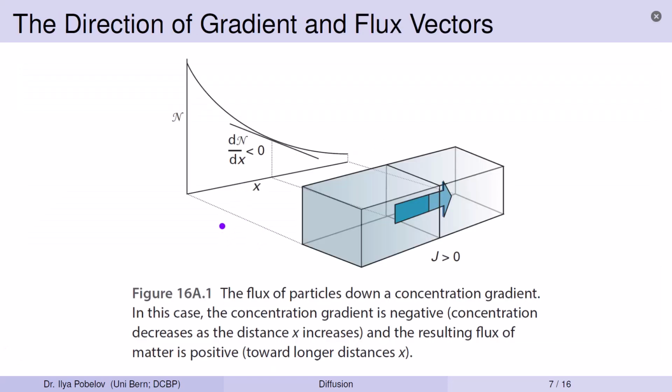This figure illustrates the relationship between the directions of the diffusive flux and of the concentration gradient in a one-dimensional example. Here we see that the concentration decreases as the distance x increases. The concentration gradient, which in this case is just equal to the derivative of concentration with respect to distance x, is negative. As a result, the diffusive flux of matter is positive, indicating its movement towards longer distances x.